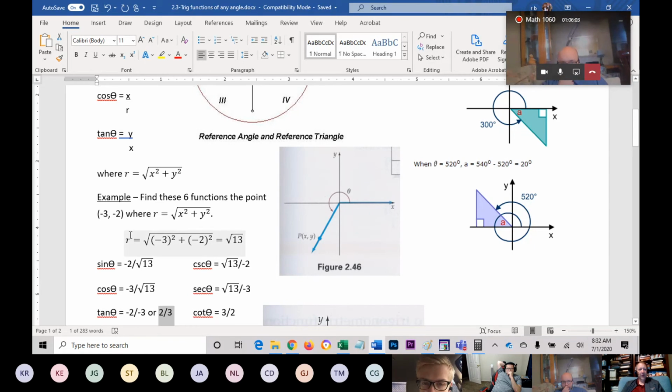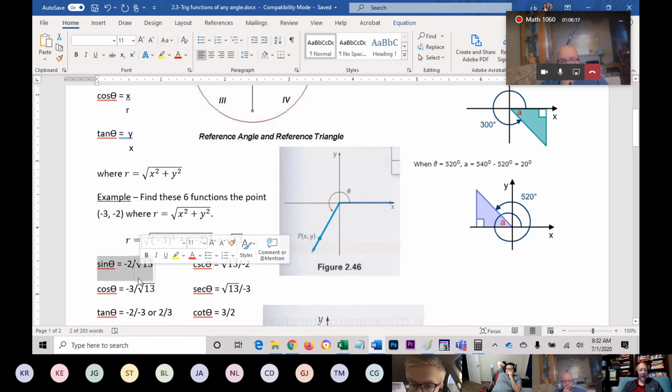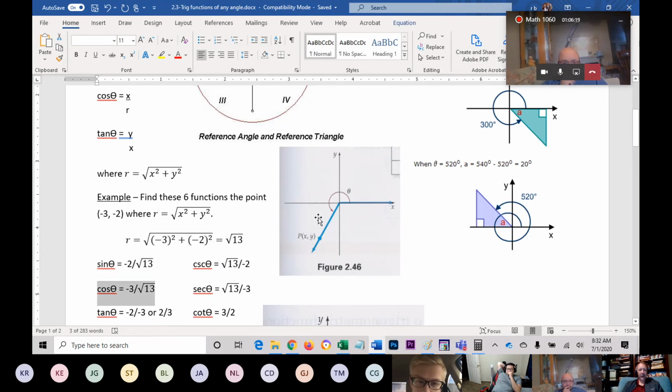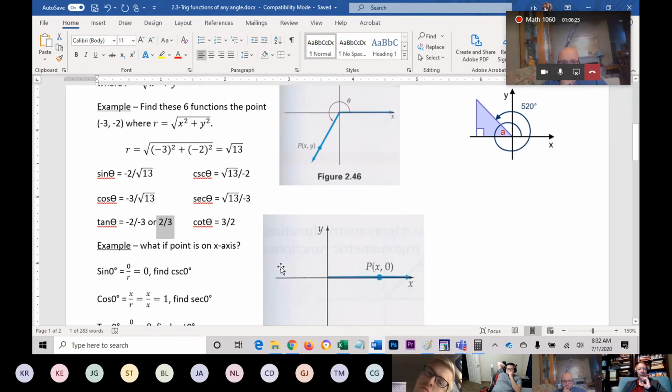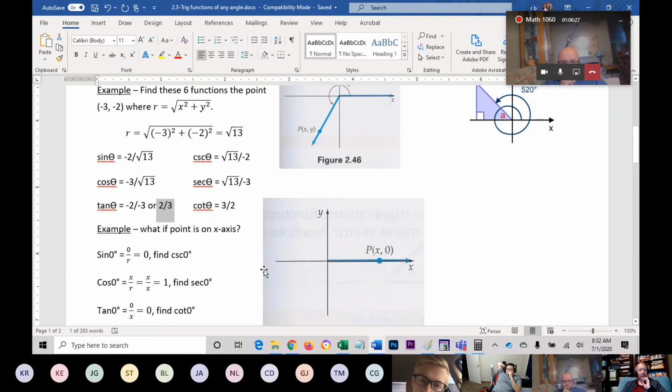Okay. So yeah, it's really nice because now we can just use our coordinates to find these. So you'll notice here both our sine and our cosine are negative because we're in quadrant 3. Okay, and our tangent is, well, no, our tangent's positive, but all right.